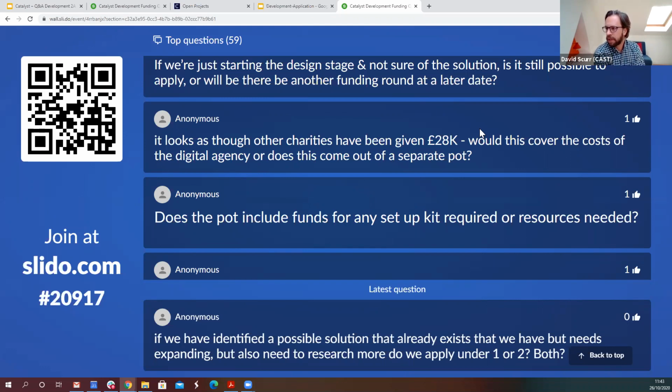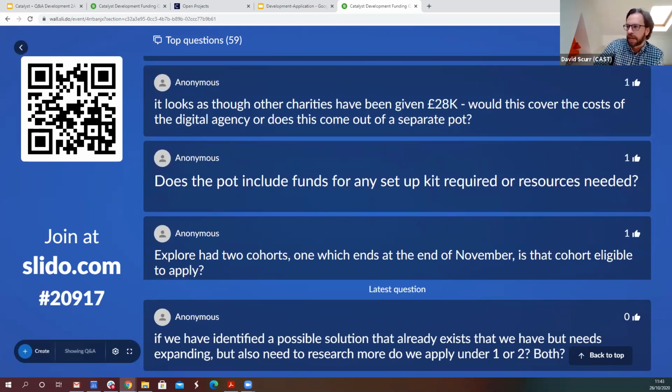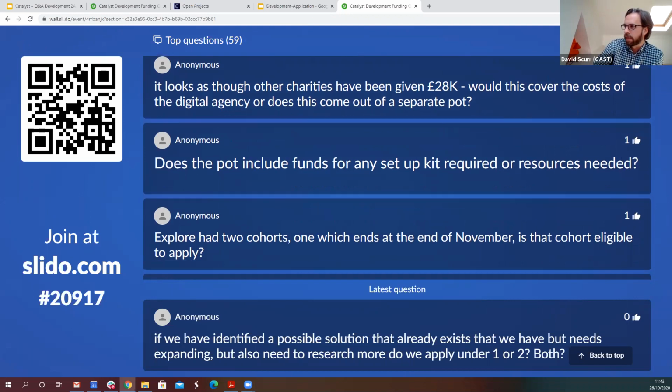Does the pot include funds for any setup, kit required, or resources needed? I'm going to refer back to the comment I put in the chat. I think question 3 in the slide deck that I shared in the chat covers a list of eligible expenditure that you can cover. So please have a look at that, and get back to us by email, support@wearecars.org.uk, if you need even more detail. But hopefully that information in the notes of that slide answers that question.